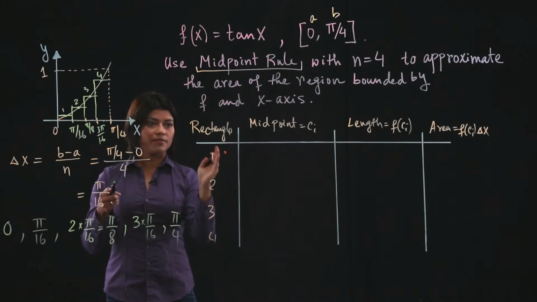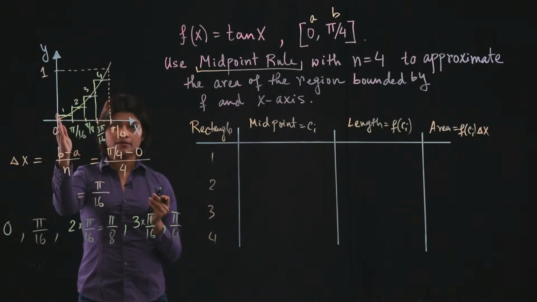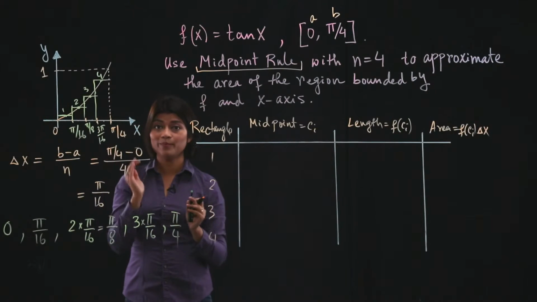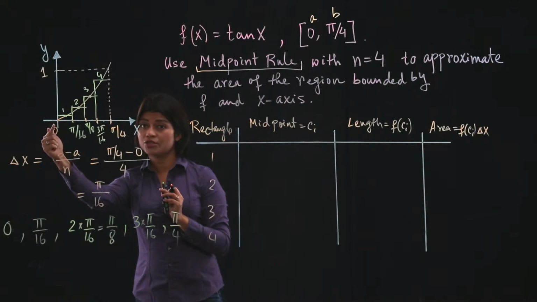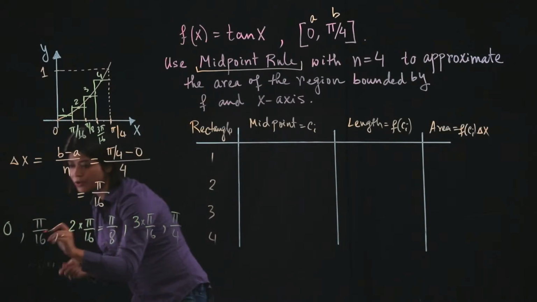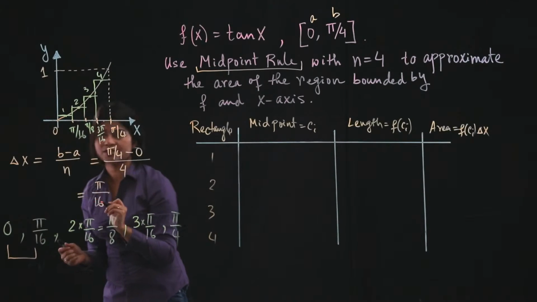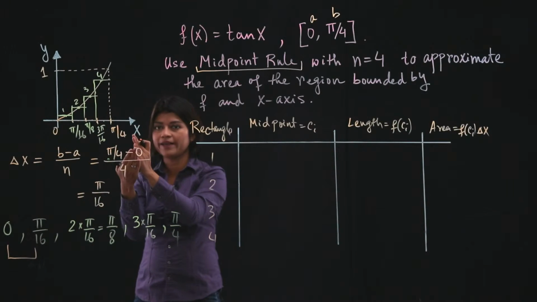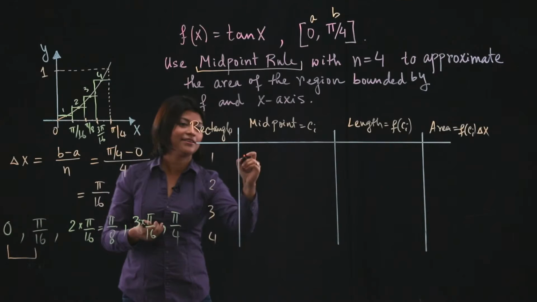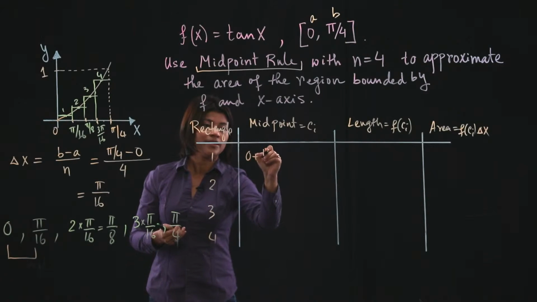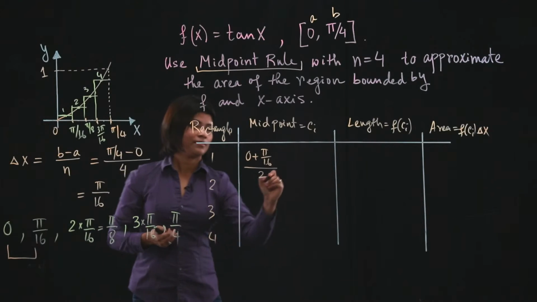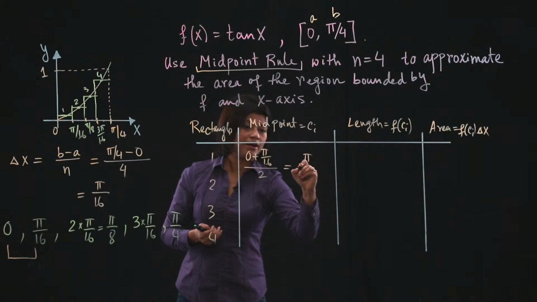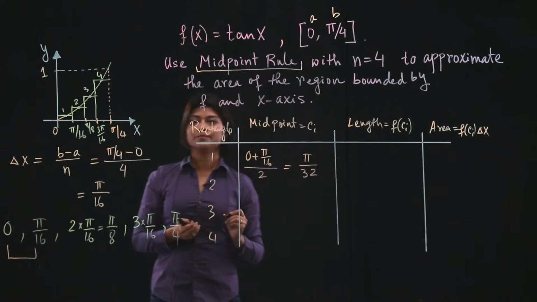Okay, so start from the first rectangle. The main thing is we have to figure out the midpoint. Midpoint of which interval? Between 0 and pi over 16. So look here, 0 and pi over 16. Those are the endpoints. We have to find the midpoint. How do we do that? Well, 0 plus pi over 16 divided by 2. So that is pi over 32.